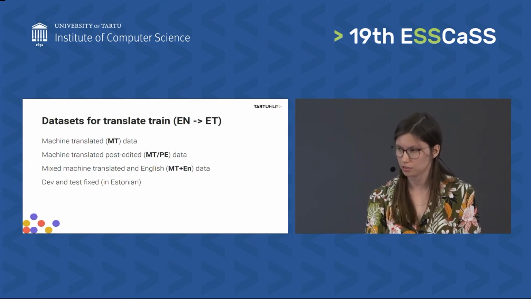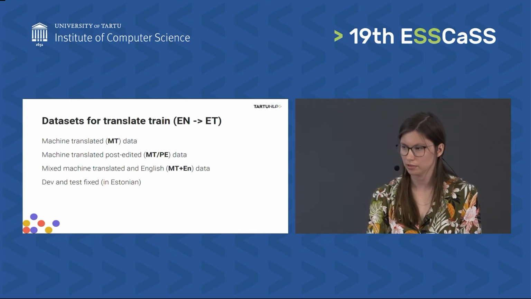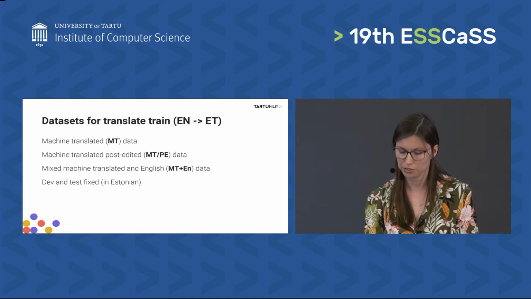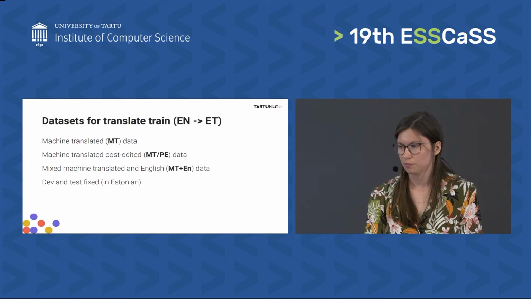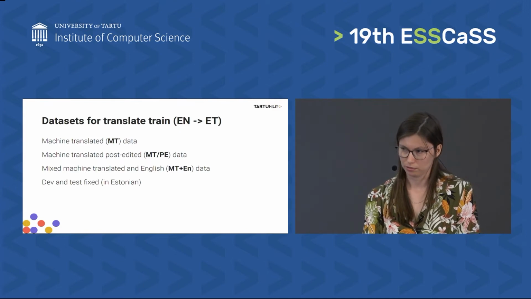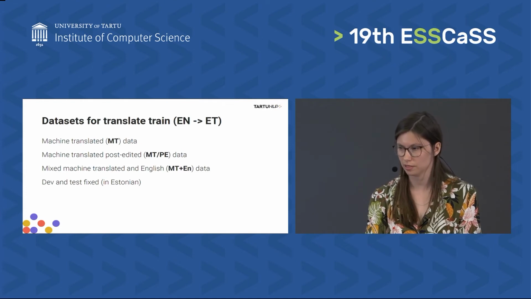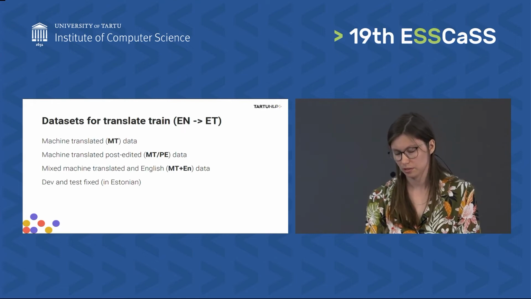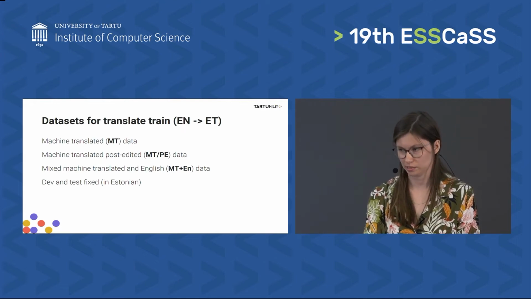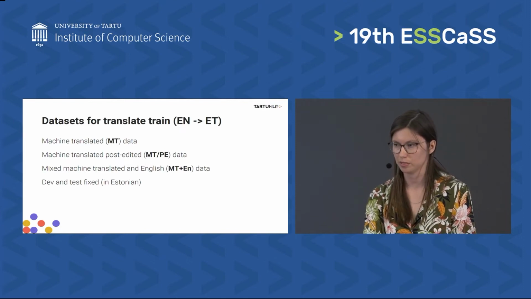Firstly, simply machine-translated data. Secondly, machine-translated and manually post-edited data, which is more expensive, but the quality is probably better than machine-translated data. And thirdly, mixed machine-translated and English data that gives us basically 2 times more training data. And of course, development and test sets were fixed, and they were in Estonian in all the experiments for Translate Train.